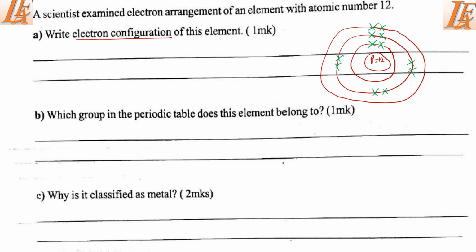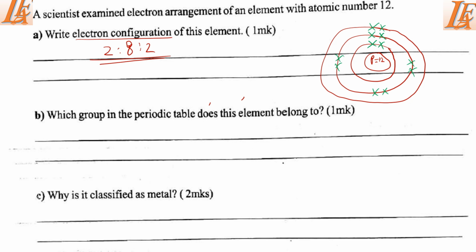Now in this case, how can we write the electron arrangement? We write that the first energy level takes 2, then the second energy level will take 8, and then the third energy level will take the remaining 2. So that is the electron arrangement of this atomic number 12.